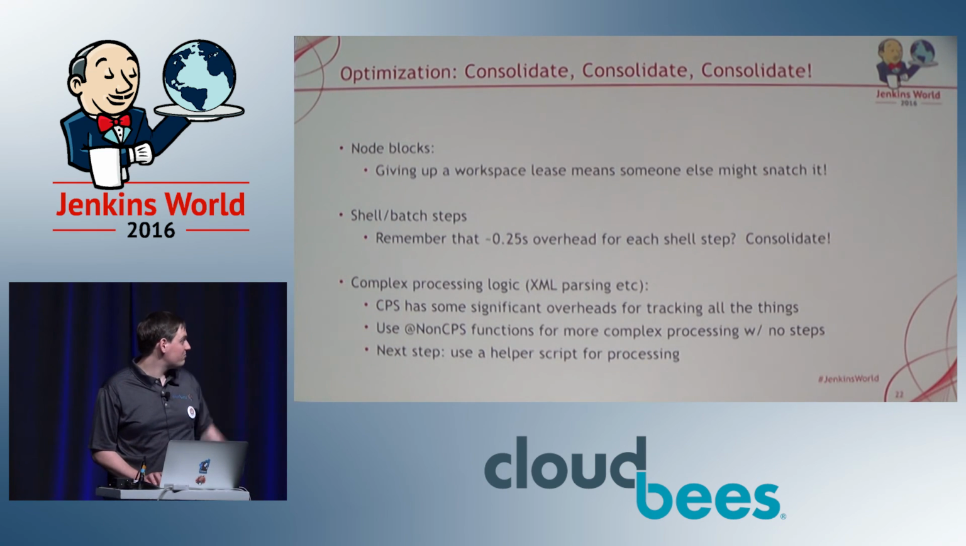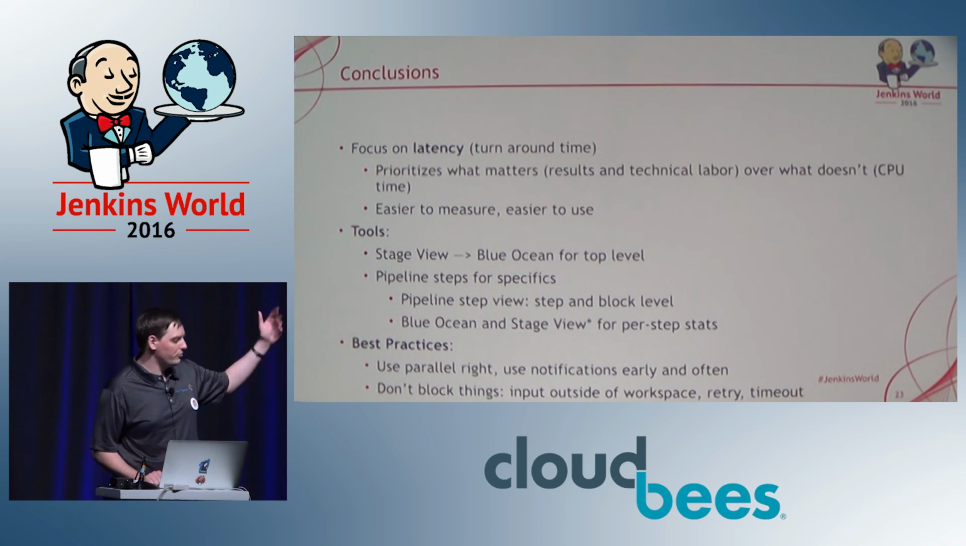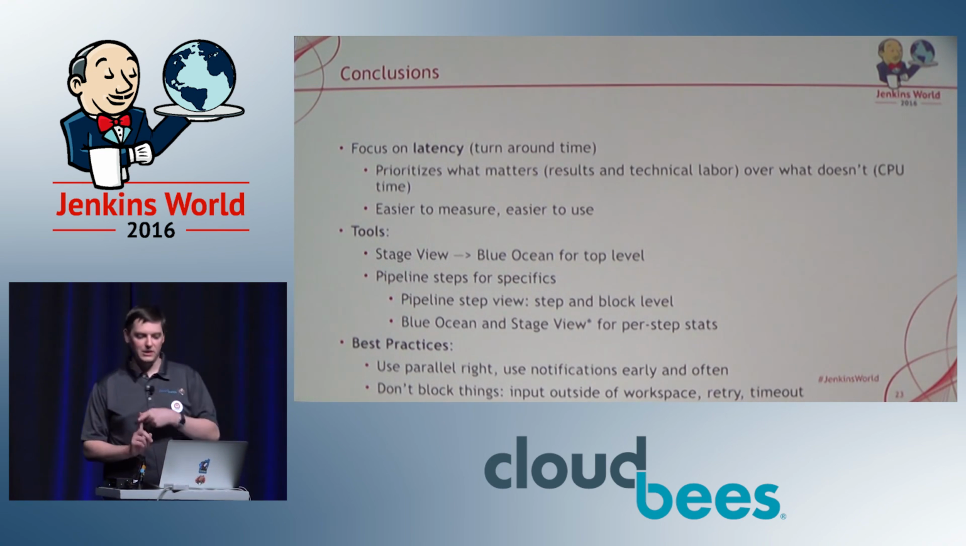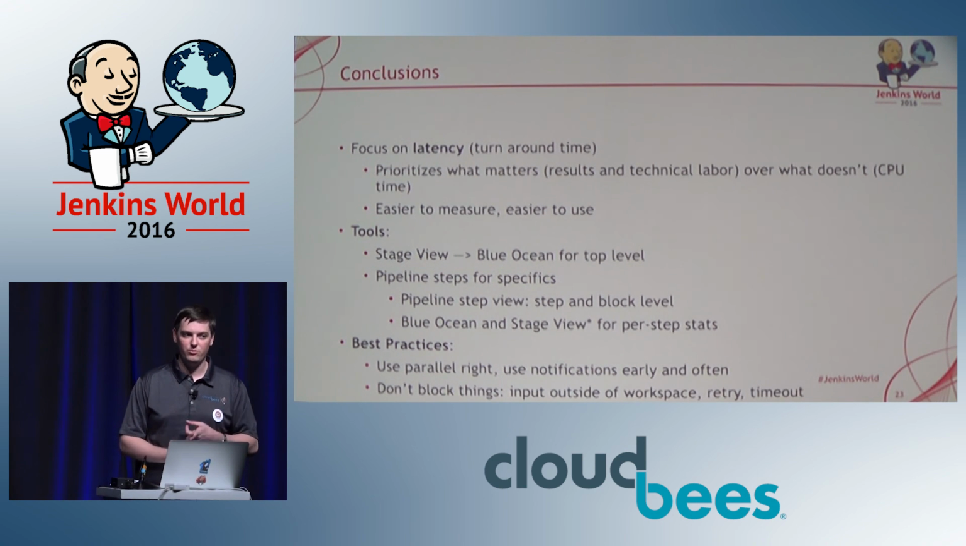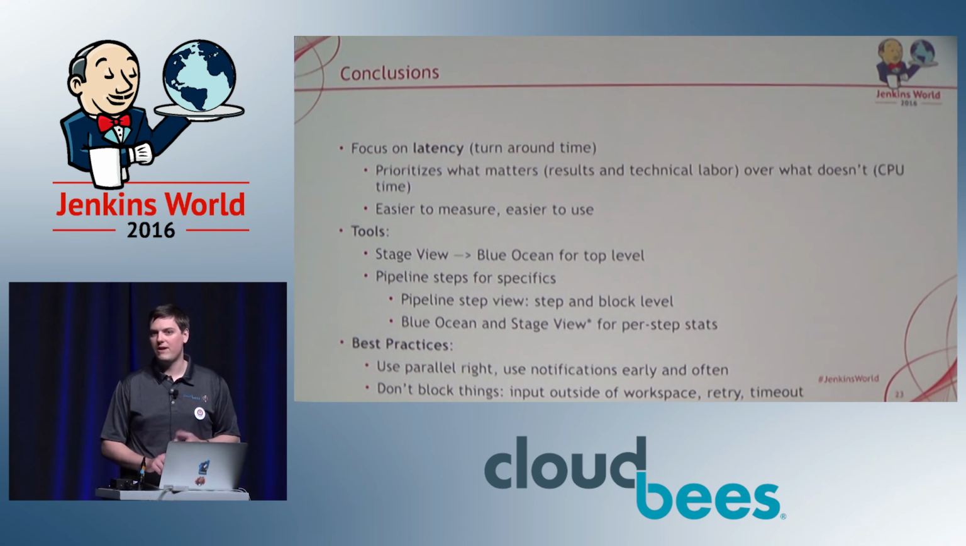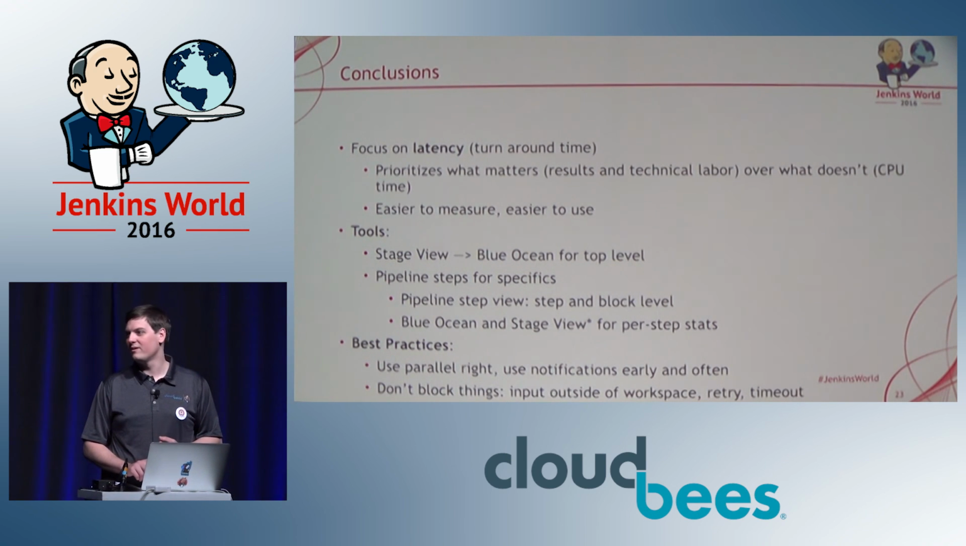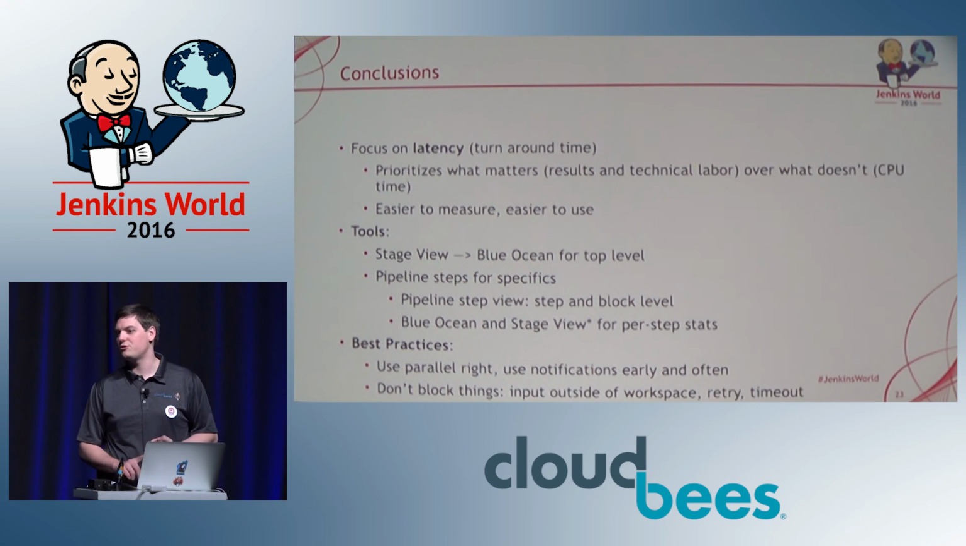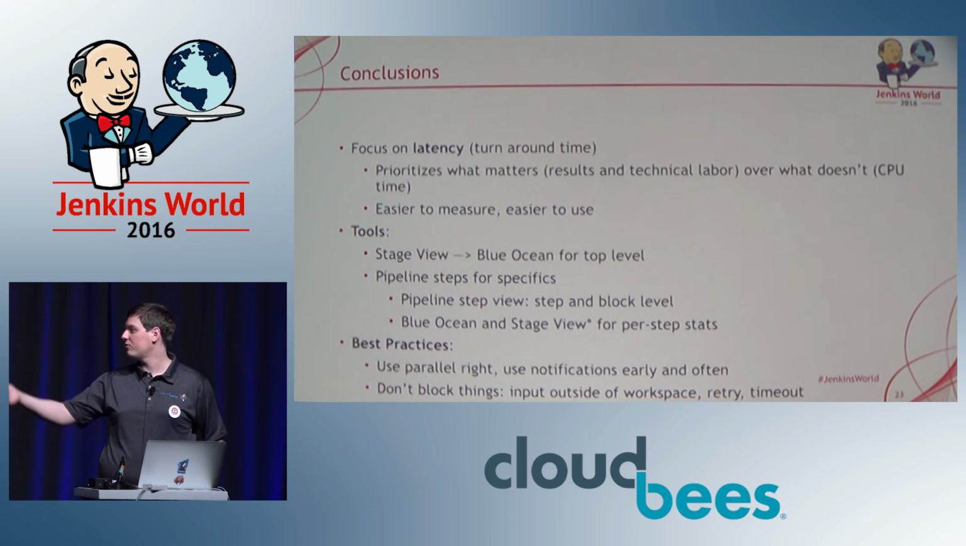So this is sort of the best practices, some little tricks here. And just to give you an overview, we've gone through why I think you should focus on latency over resource use or throughput, because it optimizes for what matters: fast results and reduced technical labor, and it means you don't have to care about CPU use, which is much cheaper. It's also easier to measure and easier to use as a metric. A couple of tools you can use: Stage View, which will eventually be converted over to Blue Ocean. The pipeline steps view now has timing information. And you will eventually be able to dig into Stage View for per-step timing, too.